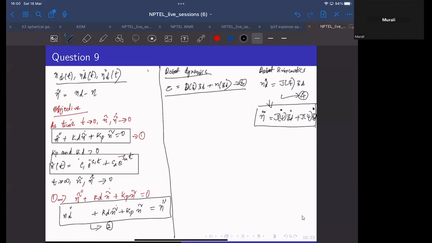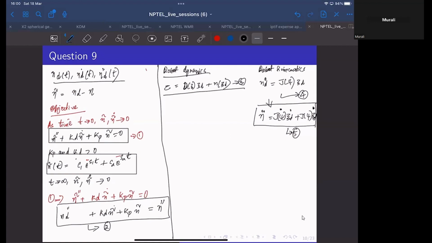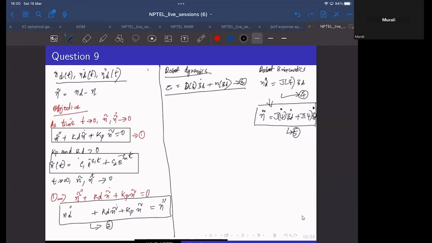I'm labeling this as equation number 5. And there is a dot over here also, I forgot to mention that. There's a dot because this is acceleration. So how would we get back? Substituting equation 3 and equation 5 back onto equation 2, how would it look?